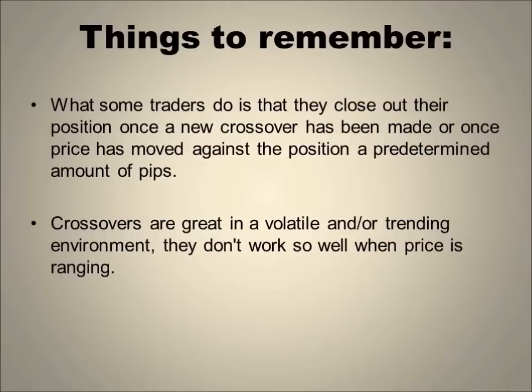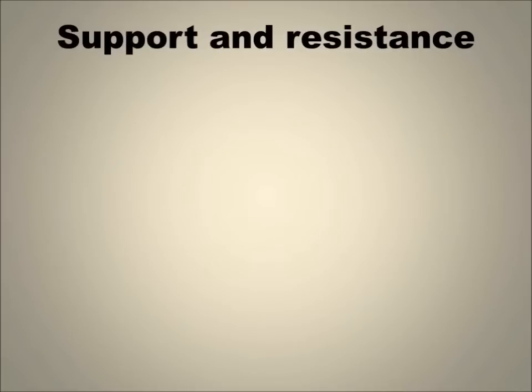We need to remember that what some traders do is they close out their position once a new crossover has been made. So again, we can open a position at a fresh crossover, and then we keep that position open until the next crossover. And it is more likely that we can be successful in that position and make the profit that we can make on that trade. So, how do we use support and resistance with moving averages?